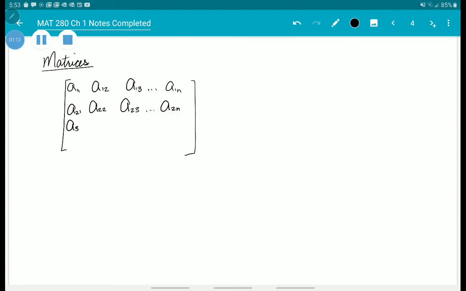So the third row would look like this, A31. The 3 is telling you the row number, the 1 is telling you what column it's in. So A32, A33, to A3N. And then we could have as many rows as we needed. I'm going to make this just a little bit bigger. We can have AM1, so now we are in the mth row. AM2, AM3, because that's in the third column, all the way to AMN.